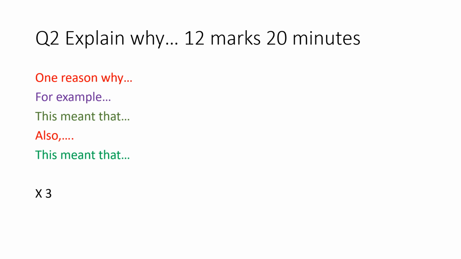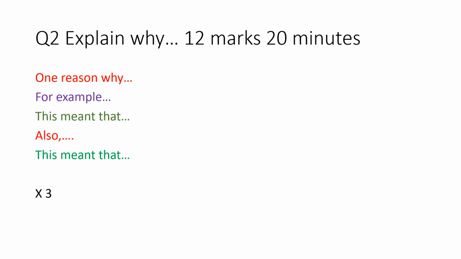The second question that you'll have for your Elizabeth topic book is an explain why question. It's worth 12 marks. You should spend approximately 20 minutes answering this question. It's exactly the same style that you completed on your medicine paper. So you're going to start your answer with one reason why, using the words of the question in your answer. You're going to introduce your evidence with the words for example. That's where you get your AO1 key language in. And then you're going to write this meant that.